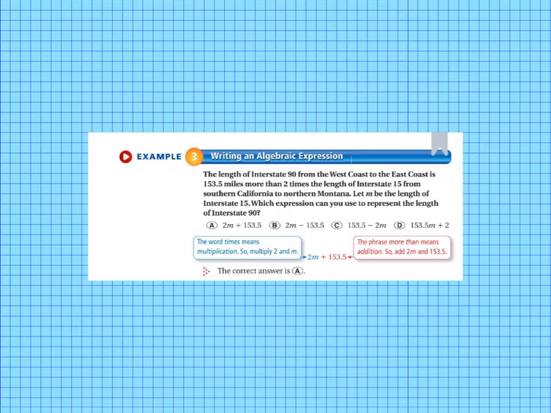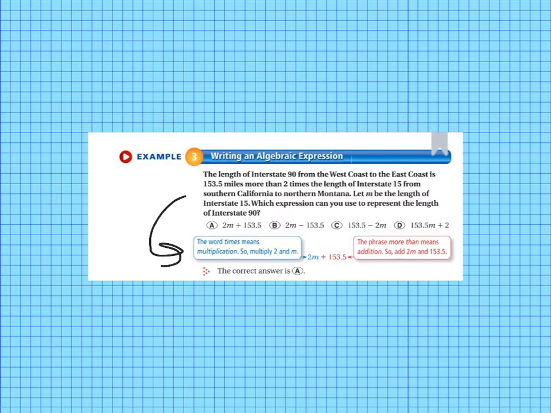Let's skip our answers here because they're a little bit confusing, and go down here to the explanation. It says the word times means multiplication. So when it says that I-90 is 153.5 miles more than 2 times Interstate 15, that means you're multiplying it by 2. M is the length of Interstate 15, so 2M is the 2 times part of that.